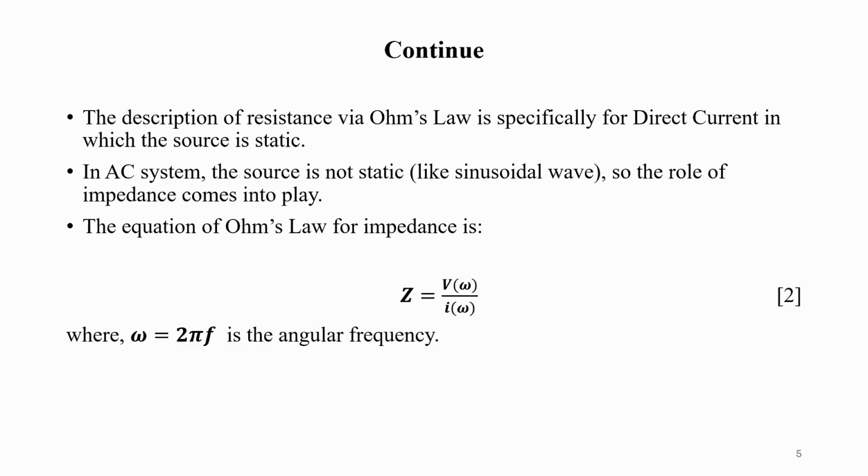Ohm's law works nicely in DC, but in AC systems it's not static. The voltage keeps changing direction and amplitude. Because of this, components like capacitors and inductors behave differently depending on the frequency. So instead of using R, we use Z, which is impedance. The impedance equation is Z equals V of omega divided by I of omega. Here omega represents the angular frequency. As frequency increases, the behavior of the electrochemical system also changes.